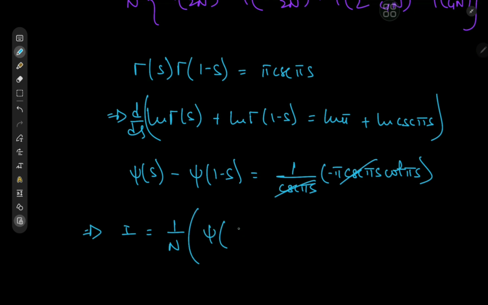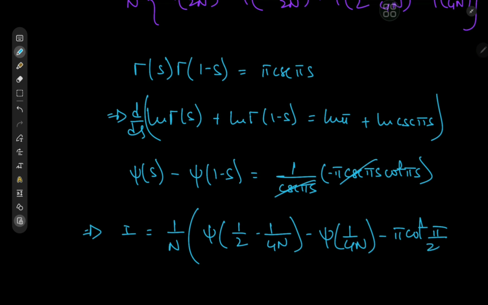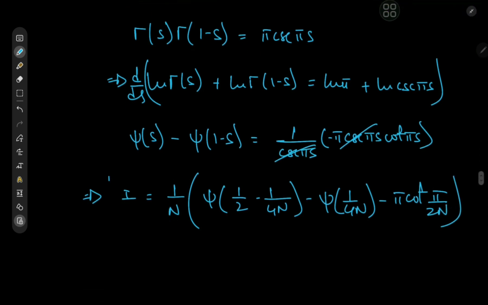So this implies that the target integral I equals 1 by n times a bunch of stuff. That is digamma 1/2 minus 1 by 4n minus digamma 1 by 4n minus pi times the cotangent of pi divided by 2 times n, which is a very cool looking result indeed.